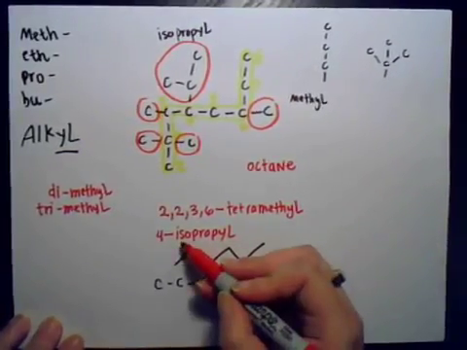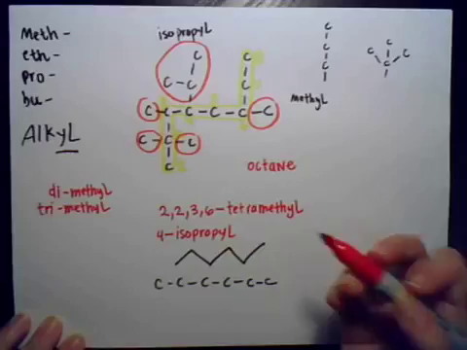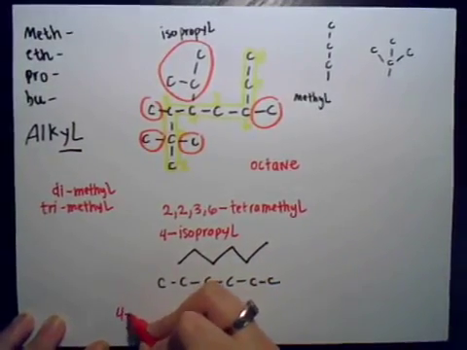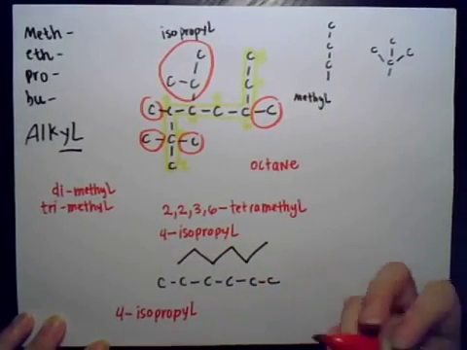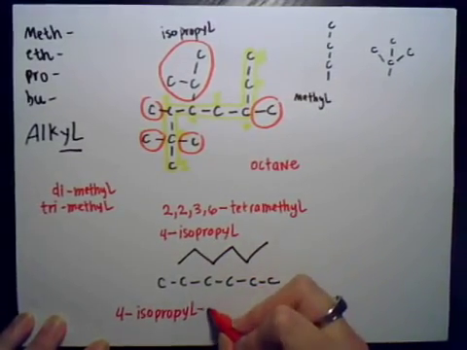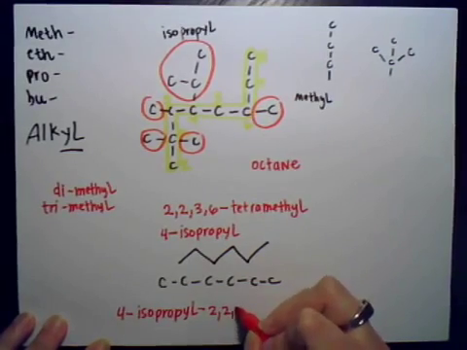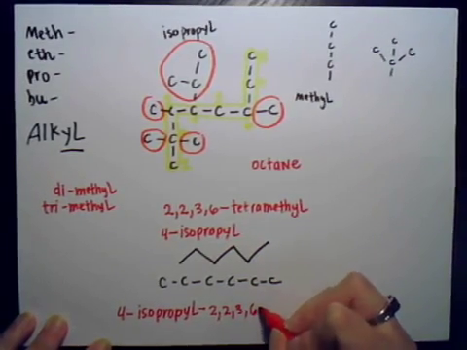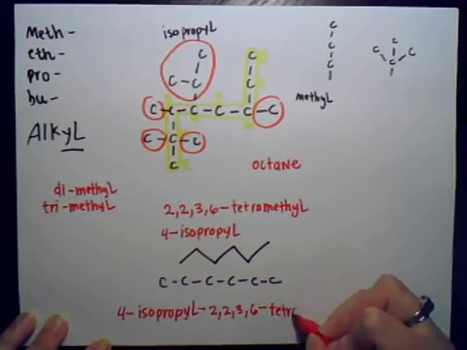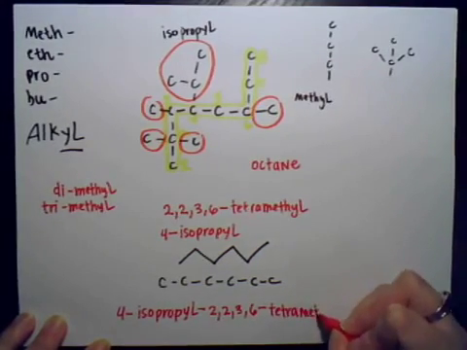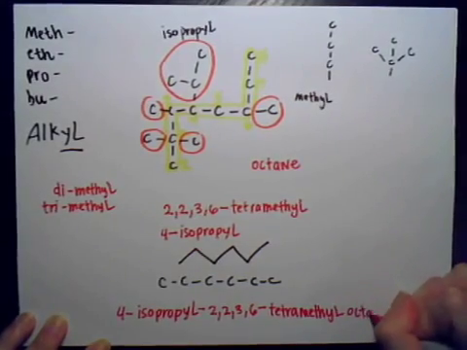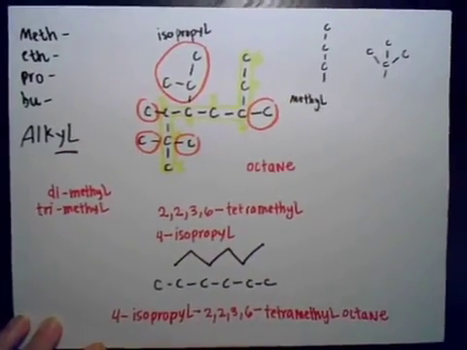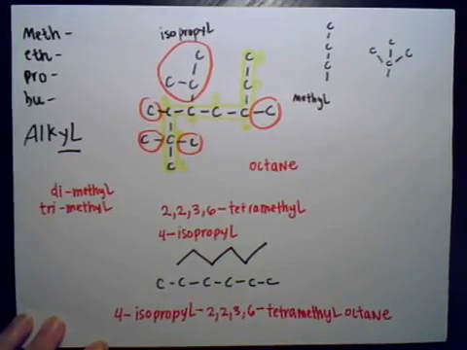So in this case, iso, I would come before T. So we would write 4 dash isopropyl dash 2 comma 2 comma 3 comma 6 dash tetramethyl octane. And just like that, that would be the full IUPAC name of this molecule.